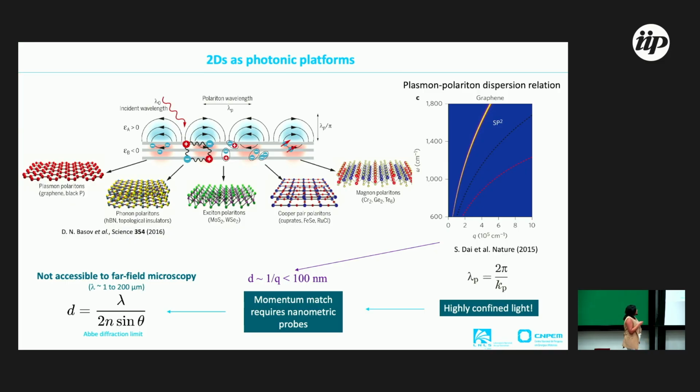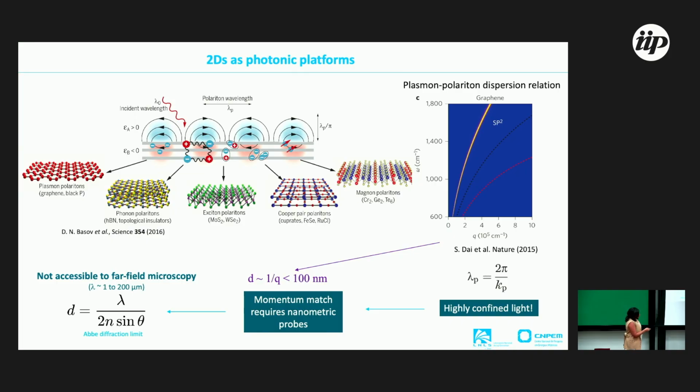However, when you look at the dispersion relation of these quasi-particles in 2D materials, for instance, in plasmons, we can see that the momentum of this quasi-particle is comparable to the confinement of light in the order of nanometers. So what happens with polaritons in 2D materials is that we can propagate the light on the surface of the materials or inside the materials with a wavelength many times lower compared to the radiation in free space.